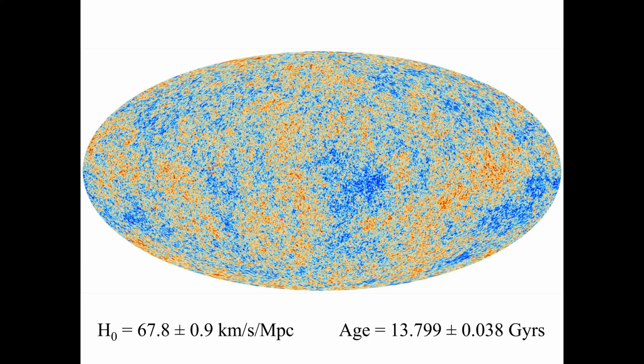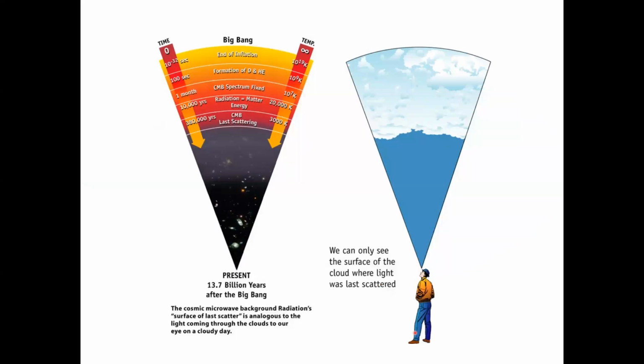And from these results, they have predicted the value of the Hubble constant as 67.8, which is the latest updated value. And the age of the universe from this value was 13.79 billion years, right? So that's the information we have up to now. And this picture summarizes everything that we have learned up to now.